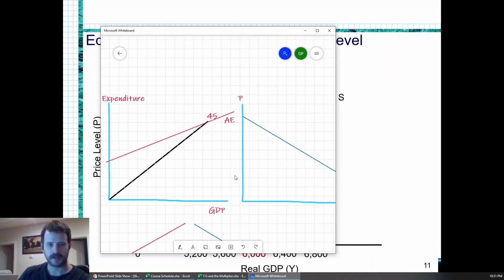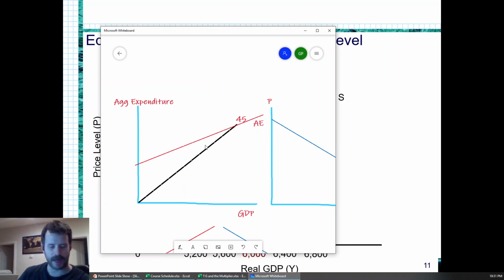So from the aggregate expenditure equilibrium, what we call the demand side equilibrium, my cat is on my back right now. Please stop it, buddy.